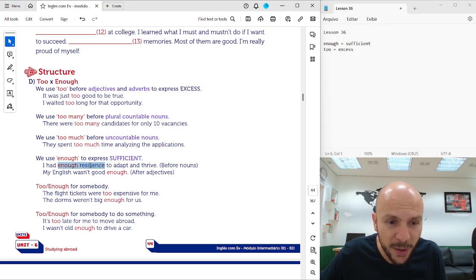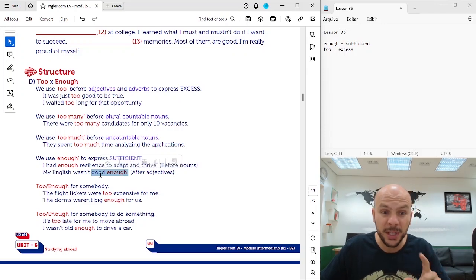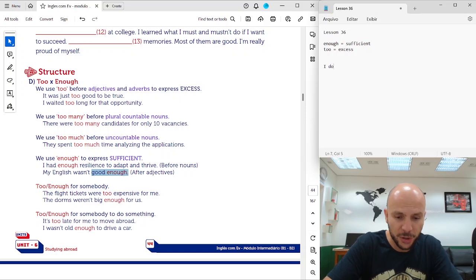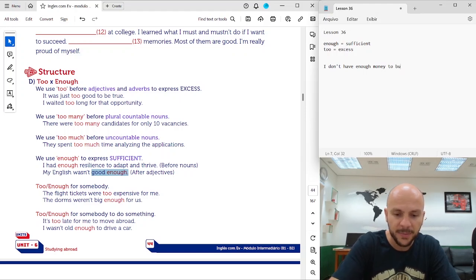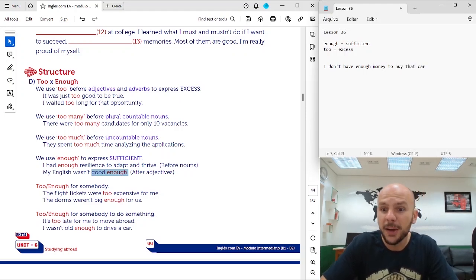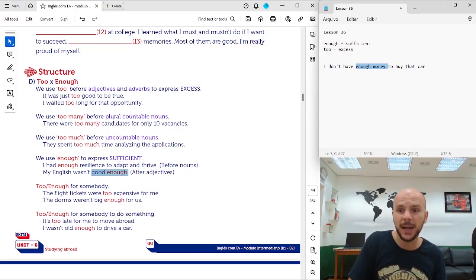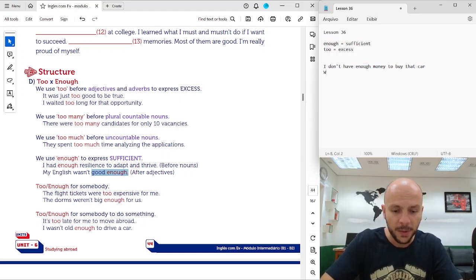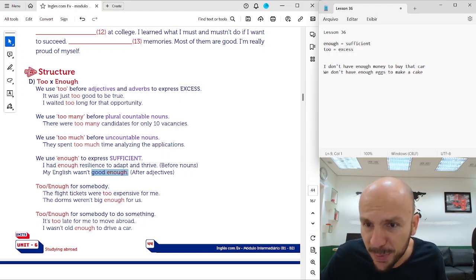One thing here is we use enough before nouns. We use enough before nouns. And we use enough after adjectives. The position in the sentence changes. Example, I don't have enough money to buy that car. Enough money, okay? Before nouns. Or we don't have enough eggs to make a cake. We don't have enough eggs. You see, before the noun.